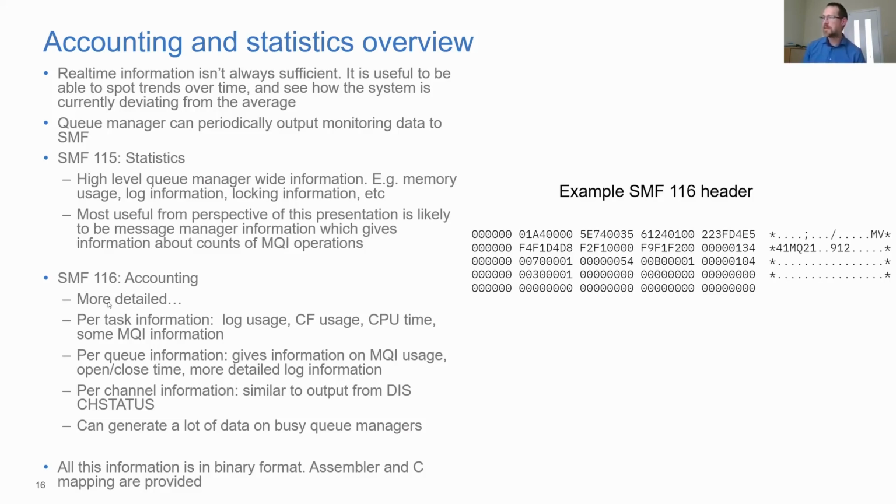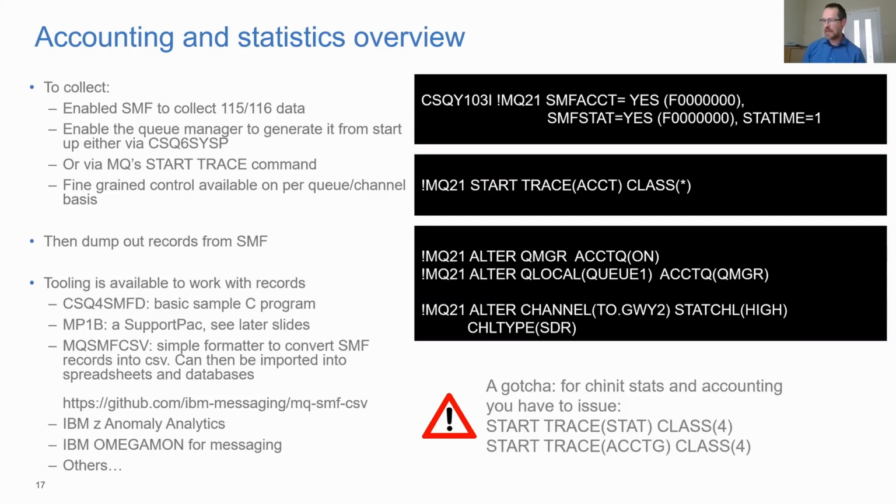So, enabling this function: again, stats and accounting SMF data isn't on by default. You have to switch it on. For statistics, you basically switch it on and then you start getting the data, because it's generated throughout the queue manager. If you want accounting data, you switch that on probably at a more fine-grained level. So you say, I want it for this set of queues and this set of channels.